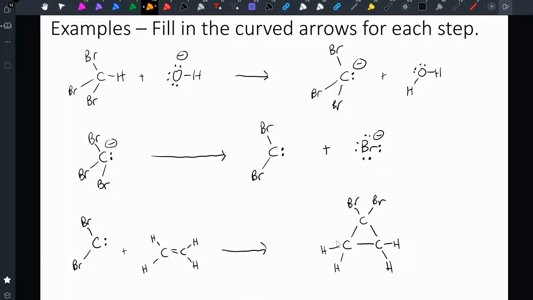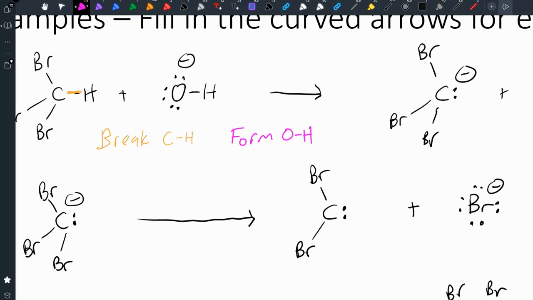All right, in this first step, I see that I need to break a CH bond. And I see that I need to form an OH bond. All right. Well, oxygen has the lone pair to share. So what I'm going to do is I'm going to have oxygen share that lone pair. And when I do that, I'm going to break this CH bond and make it a lone pair on carbon.